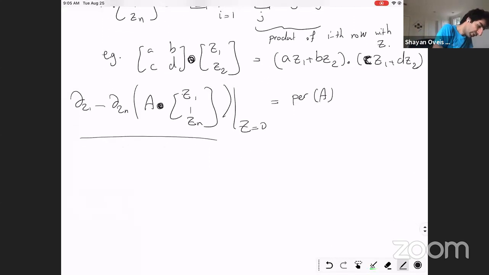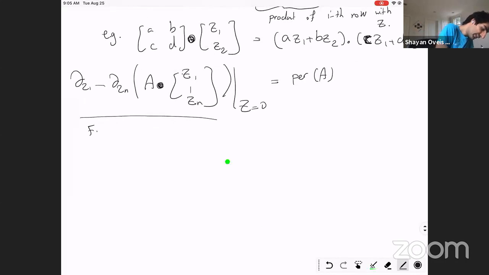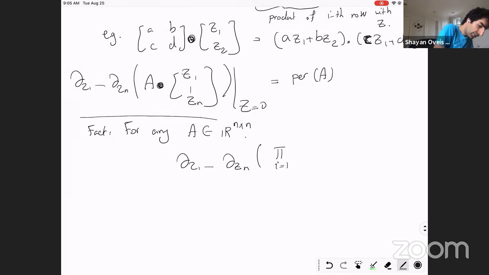So in other words, what did we show again? Let me write it down. We showed that for any matrix A, partial z1 up to partial zn of this polynomial, the product of the sums of a_ij z_j, evaluated at 0, is equal to the permanent of A.